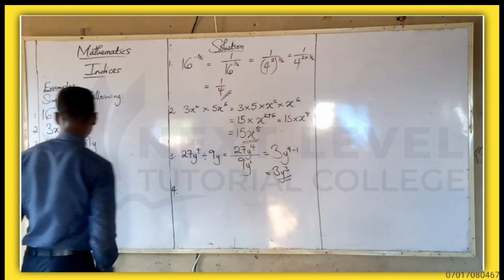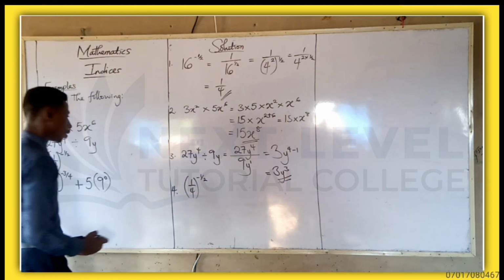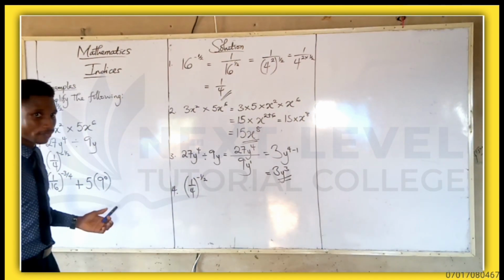Number 4, we have 1 over 4 raised to the power minus 1 over 2. Now, for this one, I can solve it in different ways.